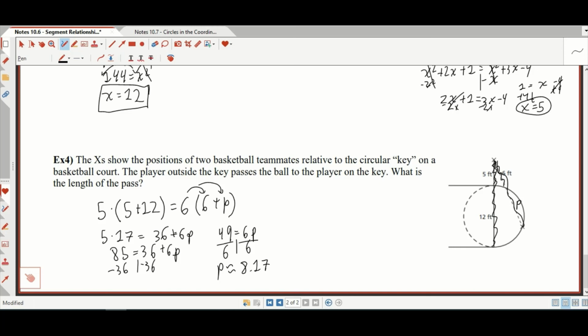The whole thing is going to be 6 plus that number. 6 plus 8.16 repeating, which is the exact value. And so we're going to add 6 feet to that. So the pass length was 14.16 repeating feet. Or really, that was about a 14-foot pass.